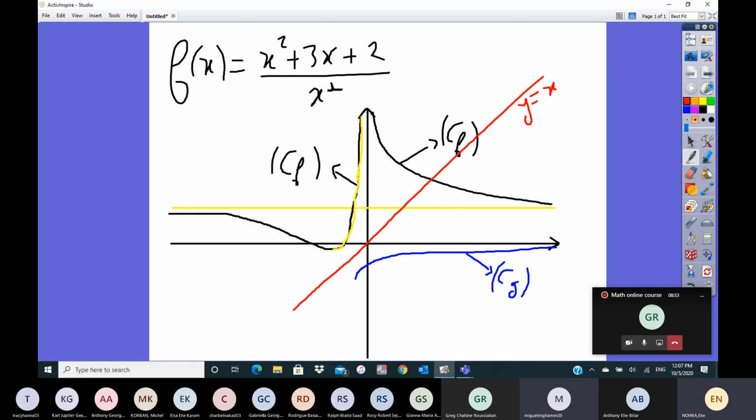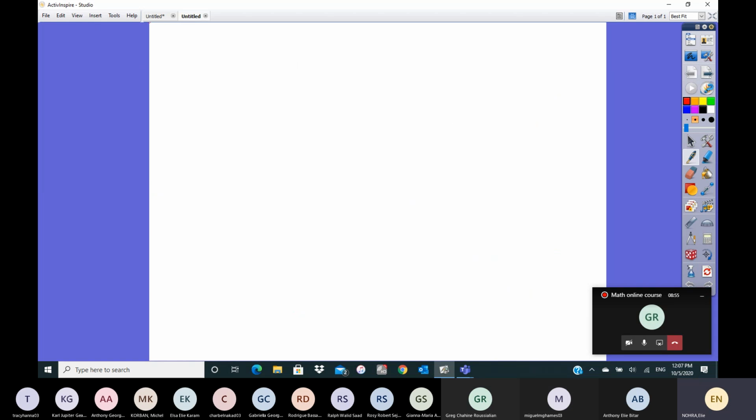Now we continue to part 10. To find the explicit form of the inverse function, if you remember, we said we permute x and y, then we find y in terms of x, correct?